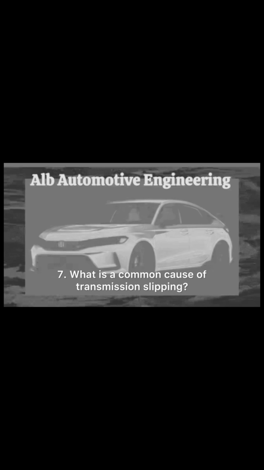7. What is a common cause of transmission slipping? Low fluid level, worn-out clutch packs or bands. 8. How do you check transmission fluid level? Consult owner's manual, check dipstick. 9. What is a dual-clutch transmission, DCT? A type of automatic transmission.